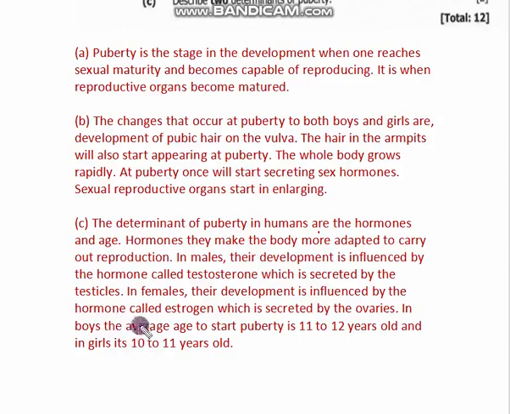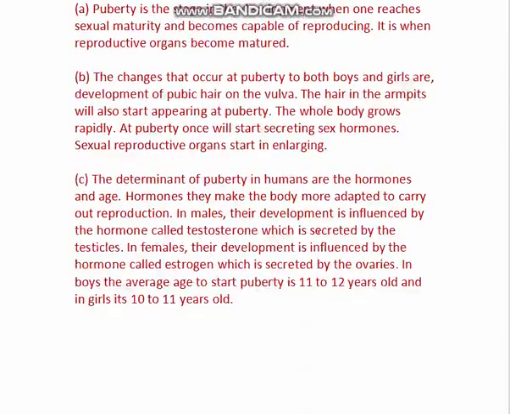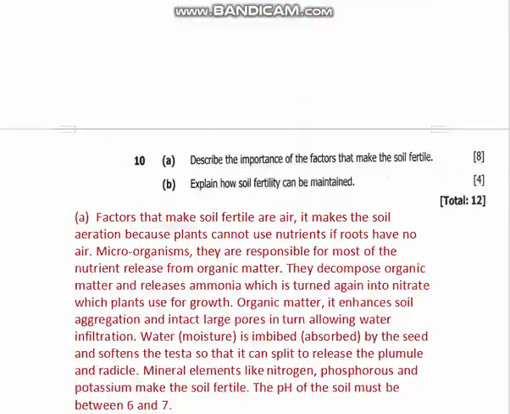In boys, the average age to start puberty is 11 to 12 years old, and in girls, it's 10 to 11 years old. In other words, when you have been told to describe determinants of puberty, they are more like a requirement for one to reach the puberty stage, which is age and the hormones. Let's look at the last question, which is question 10.